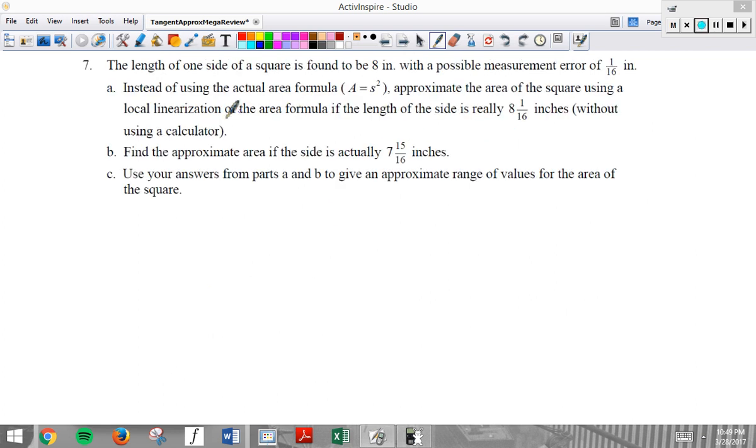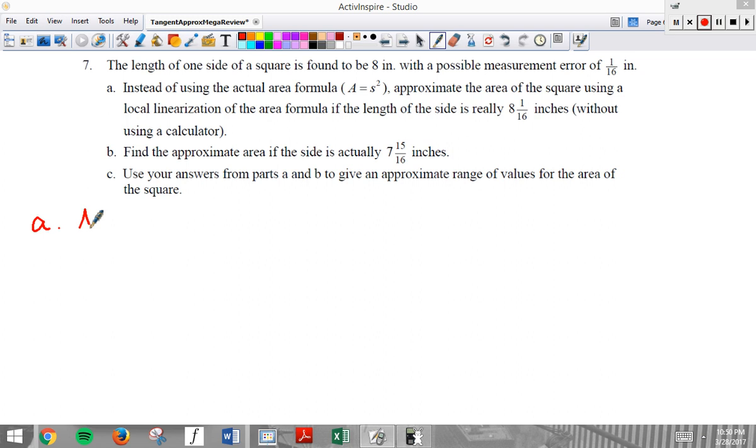Alright, this is actually close to how you might get this question on an actual test. So try it out, do your best. Come back when you're done. 3, 2, 1. Instead of using the actual area formula, approximate the area using the local linearization of the area formula. Local linearization, tangent line. Okay, a lot of students got stumped here, I know. So here we're going to find a tangent line approximation.